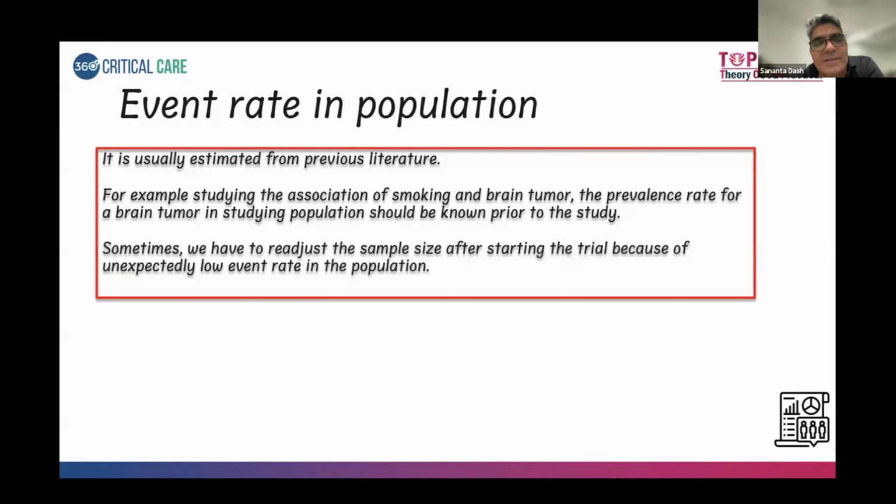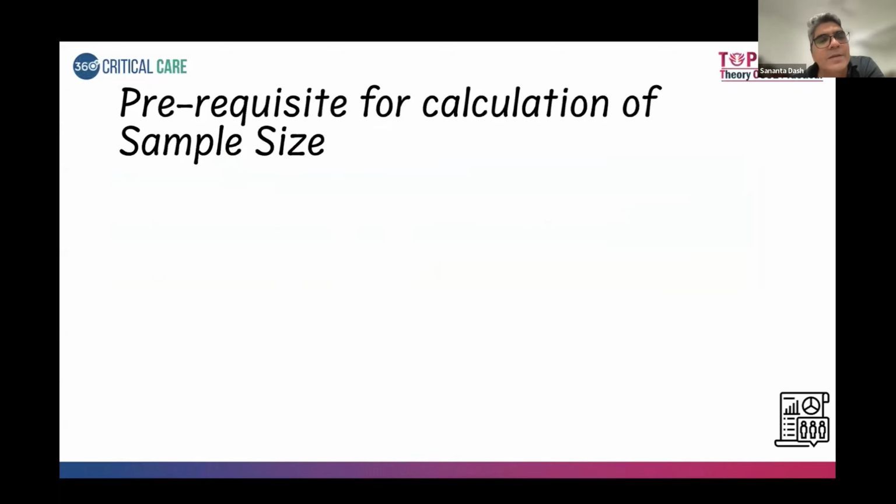Sometimes we have to readjust the sample size after starting the trial because of an unexpectedly low event rate in the population. Suppose you have started to see malignant hyperthermia in a population, and the initial estimate of effect size that you're looking at has given you a sample size of 300, but in your setup or in the participating centers, you will not get that number very quickly. In that case, you have to rejig and readjust your sample size later in the study because of the low prevalence of the disease.